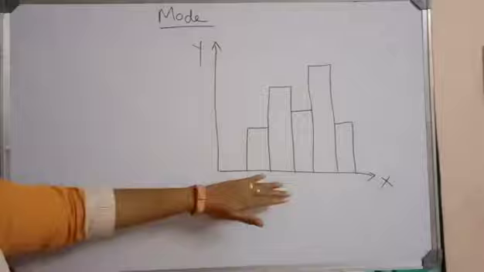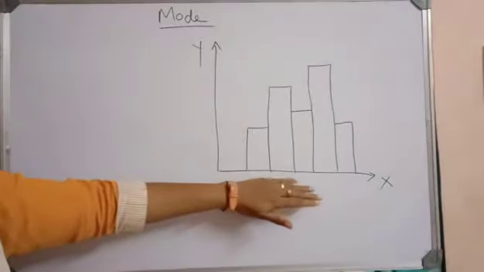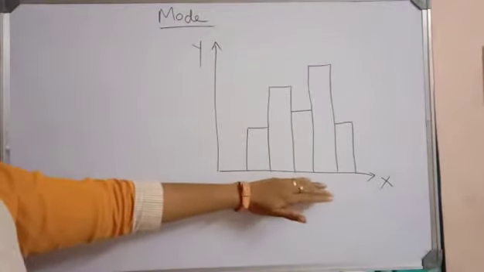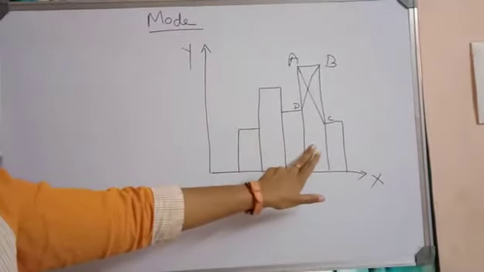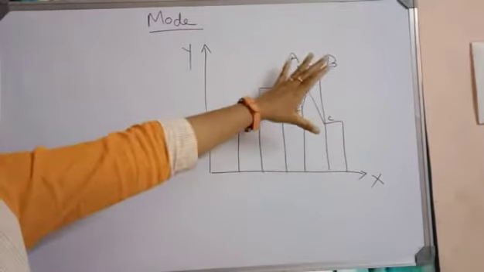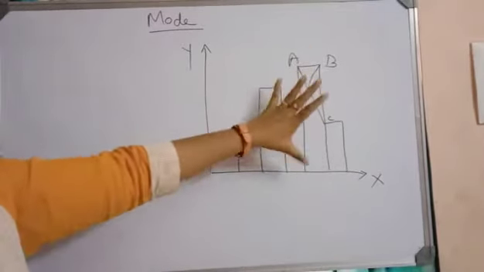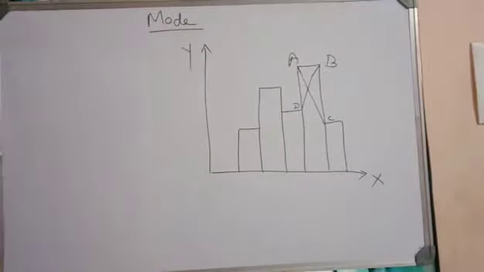So first, you need to draw a histogram. You all might know how to draw a histogram. After drawing the histogram, you can see different rectangles. Here you need to find the rectangle with the highest frequency. Inside the highest rectangle, which has the maximum frequency, you have to draw two lines, AC and BD, to the adjacent rectangles. This is the second step.